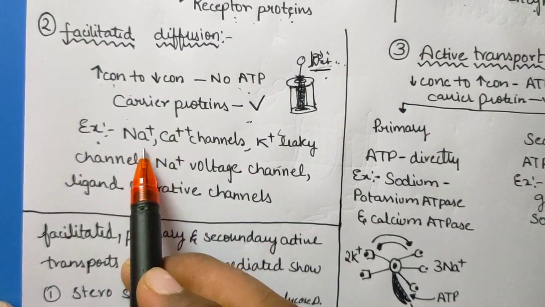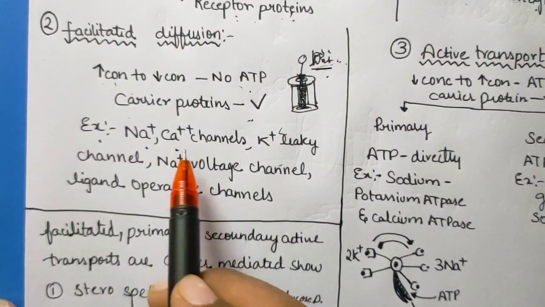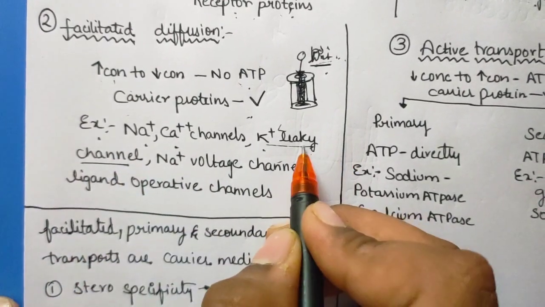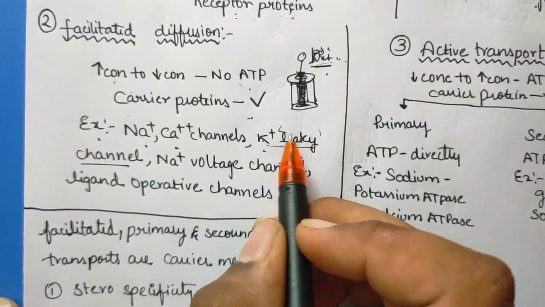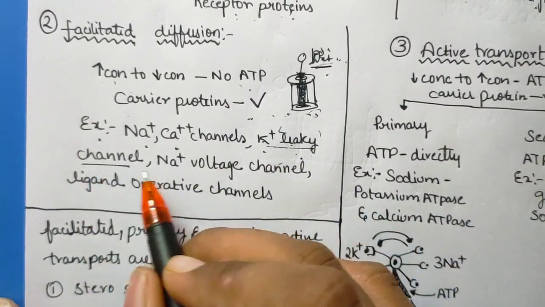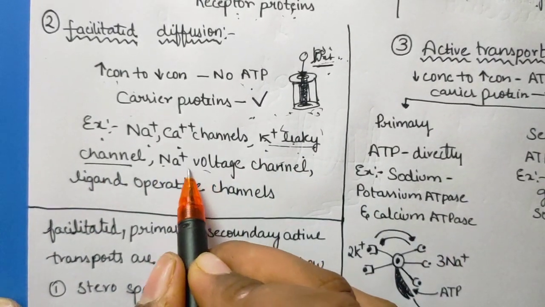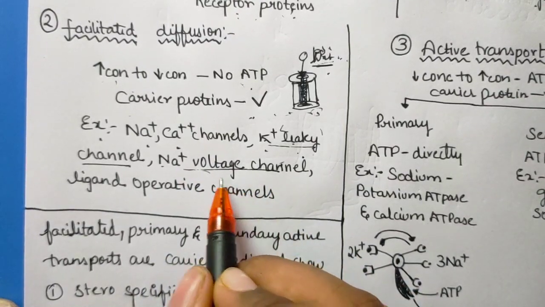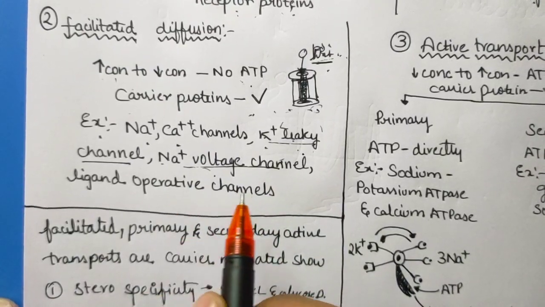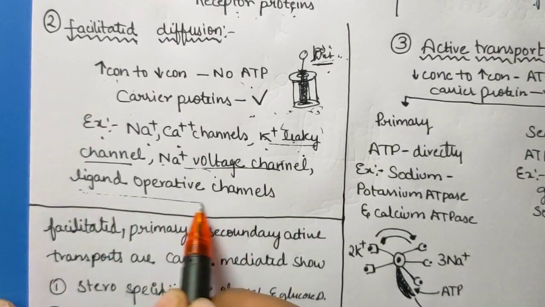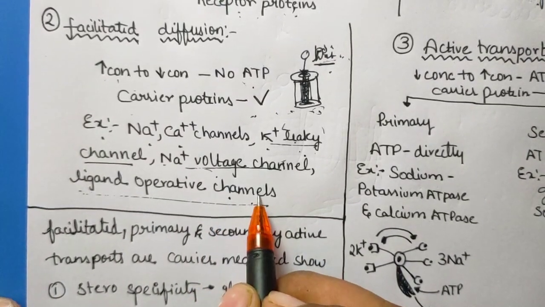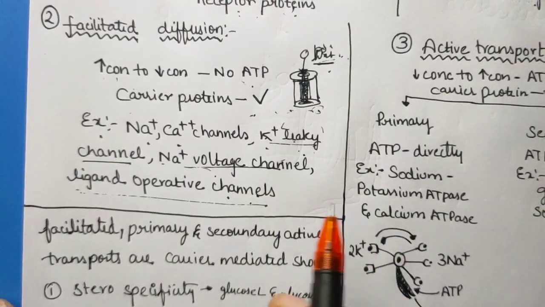So examples are sodium channel, calcium channel, and potassium leaky channel. Potassium leaky channel means this channel is always open. Potassium from the cell will always go outside with the help of this channel. Then sodium voltage channel. Here the voltage channel has a voltage sensitive gate which will only open according to the situation. Then ligand operative channel. This only opens to the specific neurotransmitter or hormones. It doesn't open for every molecule.